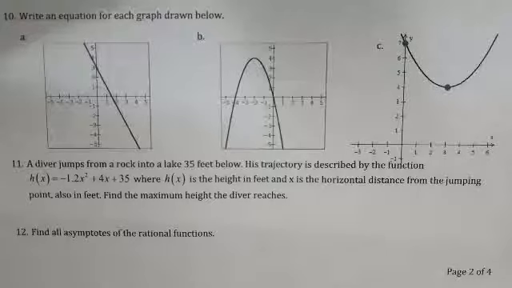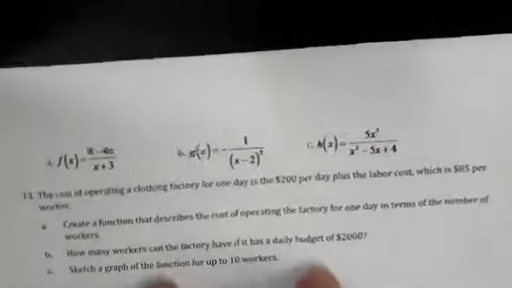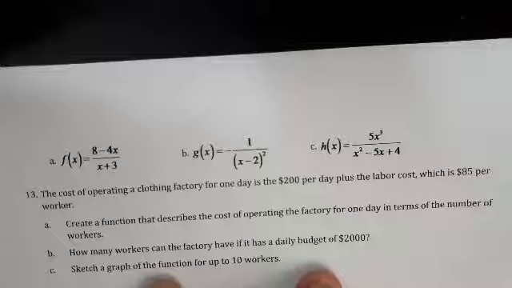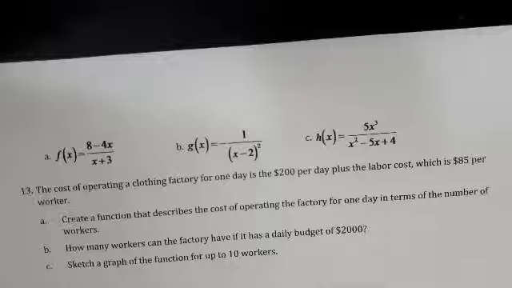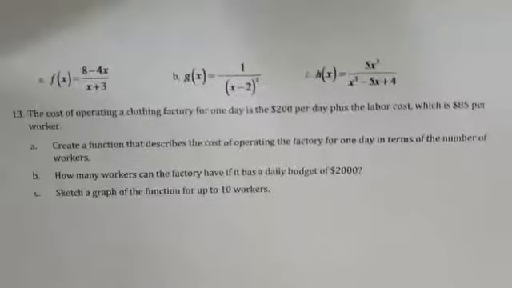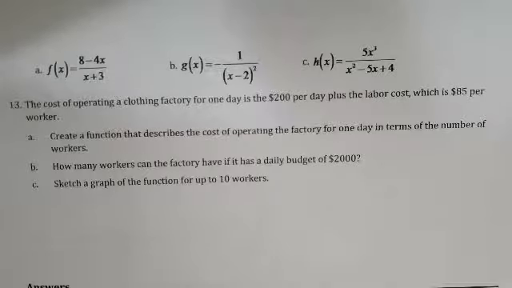A diver jumps from a rock into a lake 35 feet below. So this looks like the throwing a rock off a cliff example, or whatever you want to call it. The projectile motion. So we did a few of those. So it's an inverted parabola. So I could give you something with a parabola like that. Ooh, is there another one with the... okay, there is a max problem, huh? No? Okay. Oh, never mind. I didn't read that problem correctly. Yes, that's a max problem. Sorry.